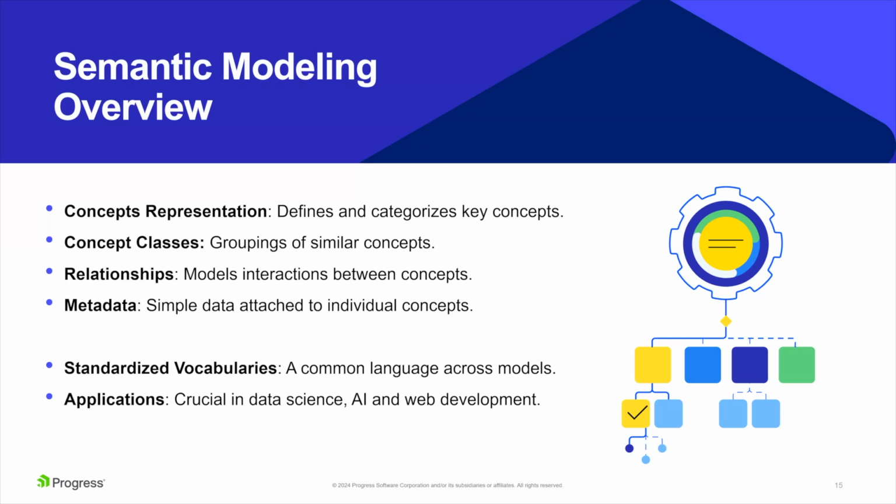Relationships, we talked about that a minute ago. They model interactions between concepts. So the sky is color blue. That's the relationship. Metadata is simple data attached to individual concepts just to give them additional meaning. So definitions, images, dates, people, things like that. Just more metadata that you want to apply to a concept that can make it more helpful to understand. Standard vocabularies are a common language across models or across your organization or across your enterprise. Then applications, which are the practical use of this knowledge model, right? The crucial in data science, AI, and web development.